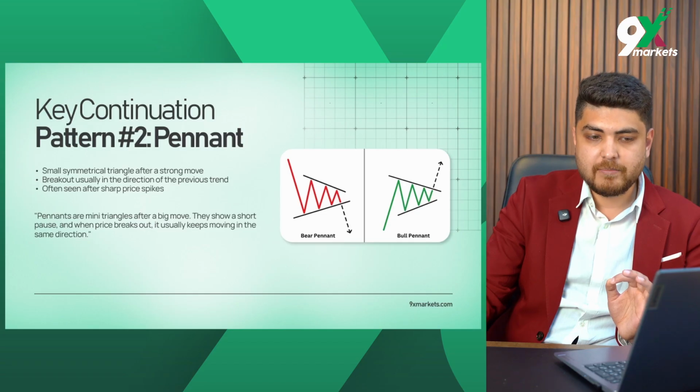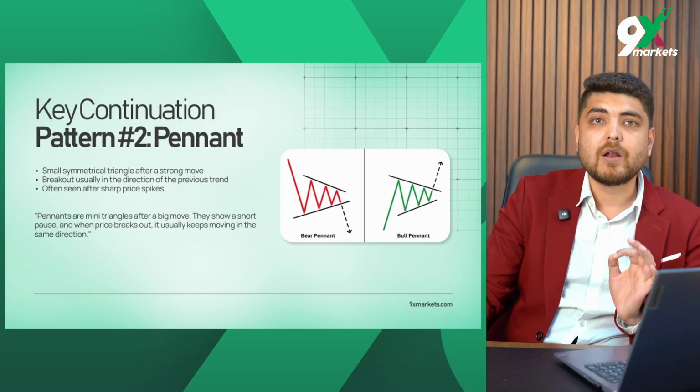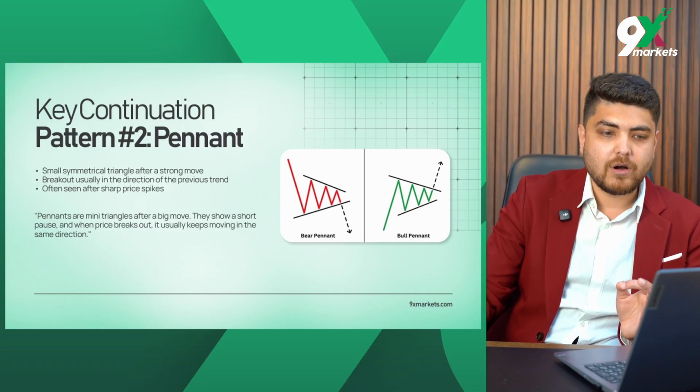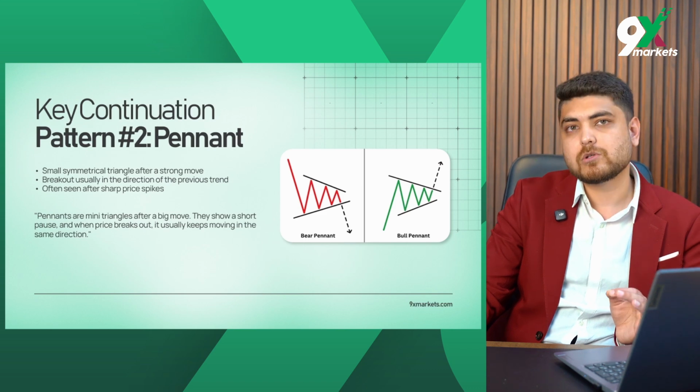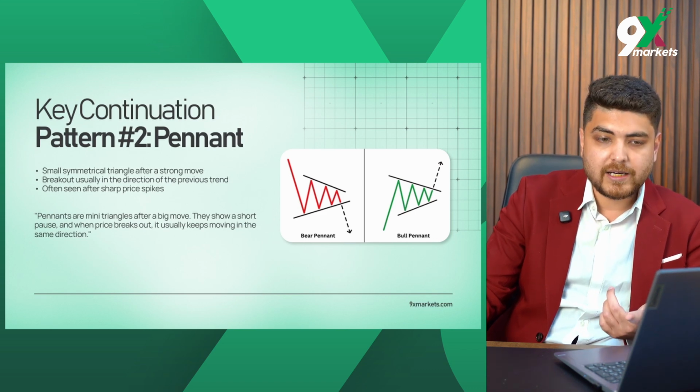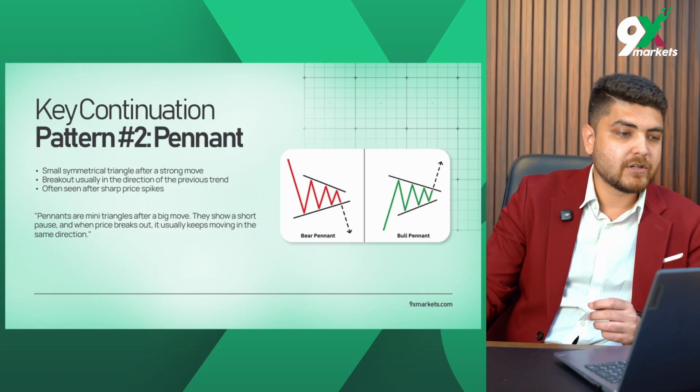So the breakout is happening in the direction of the previous trend. And what is the previous trend? It's on the sell side. So of course, the breakout we will see is also on the sell side. In a bullish market, it will often be seen after a sharp price spike.